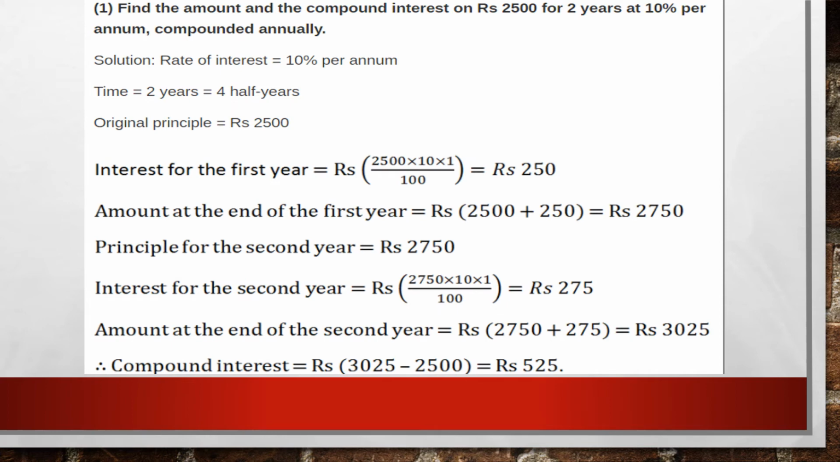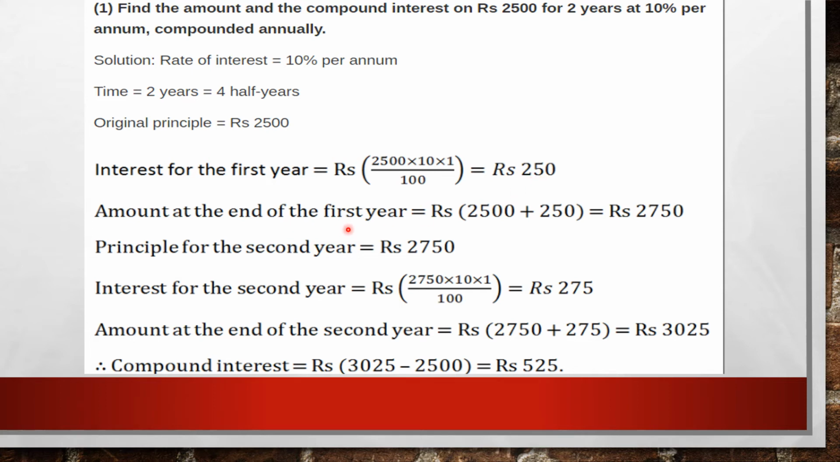Find the amount and compound interest on rupees 2,500 for 2 years at 10 percent per annum compounded annually. What is the rate of interest? 10 percent. Time period, 2 years. Principal amount is 2,500. What is the interest for the first year? 2,500, that is the principal amount, into number of years and rate of interest divided by 100. So the interest is 250.